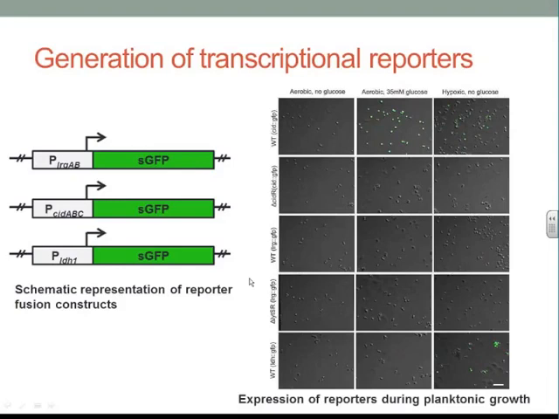So from this, we want to know where these operons are actually being expressed in the biofilm. The next step is that we have to find some way to track them. So what we did was generate transcriptional reporters.